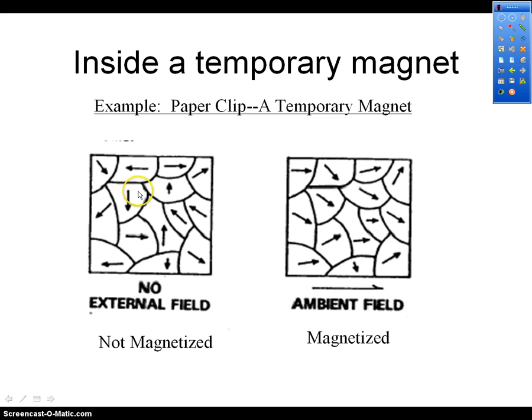randomly organized domains. So an example of this is a paper clip. If you take a paper clip, itself is not magnetic. It won't stick to the fridge or any of those sorts of things. If you bring it near a magnet or even rub it on a magnet, you can actually just temporarily magnetize it. It doesn't stay for long, though. It ends up going back to where it's not magnetized anymore.